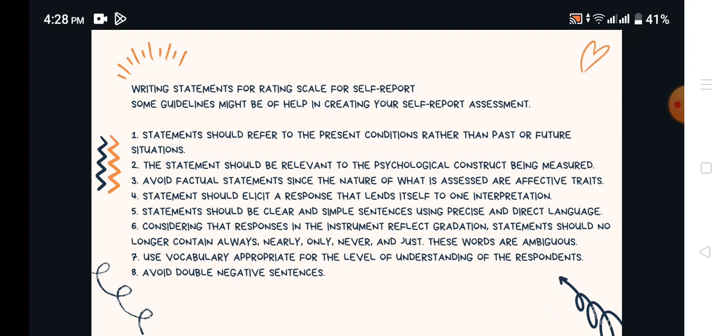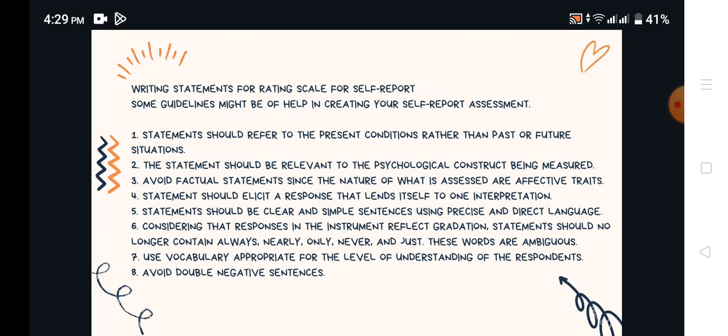So, writing statements for rating scale for self-report. Some guidelines might be of help in creating your self-report assessment. So number one is statements should refer to the present conditions rather than past or future situations. Two, the statement should be relevant to the psychological construct being measured. Three, avoid factual statements since the nature of what is assessed are affective traits. Four, statements should elicit a response that lends itself to one interpretation. Five, statements should be clear and simple sentences using precise and direct language.